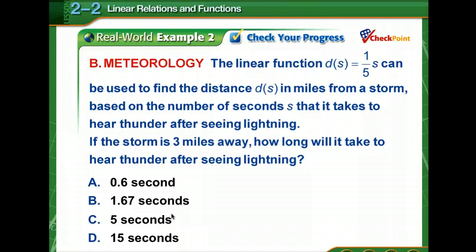Now, if the storm is 3 miles away, how long will it take to hear thunder after seeing lightning? Okay, here they're wanting us to find the seconds. So 3 miles is equal to 1/5 s. So in order to get rid of the 1/5, we've got to multiply both sides by 5 because we're solving for s. So that means 15 seconds.